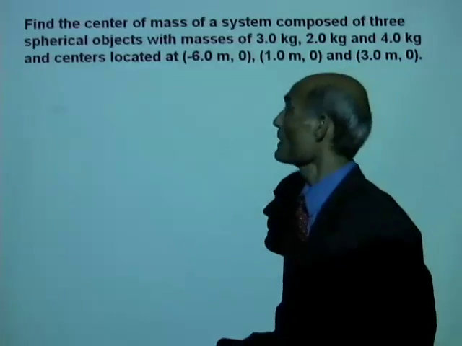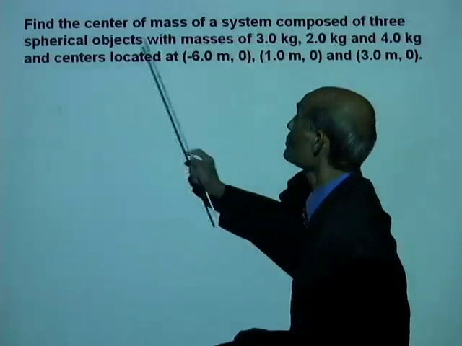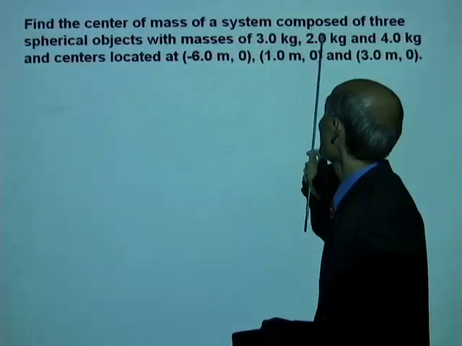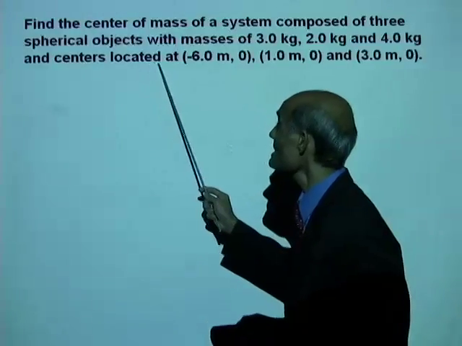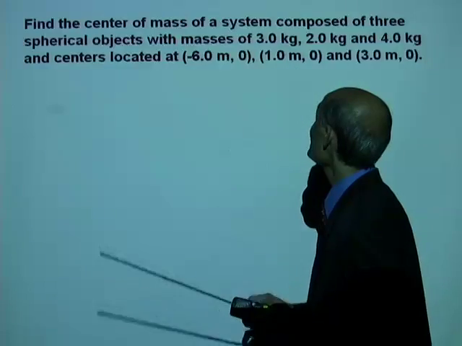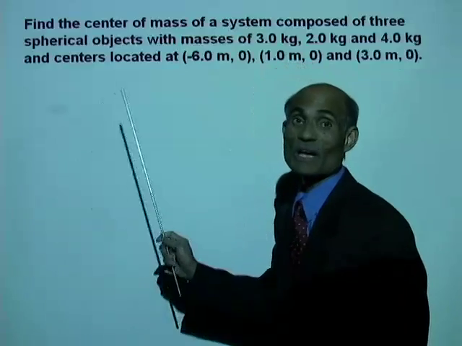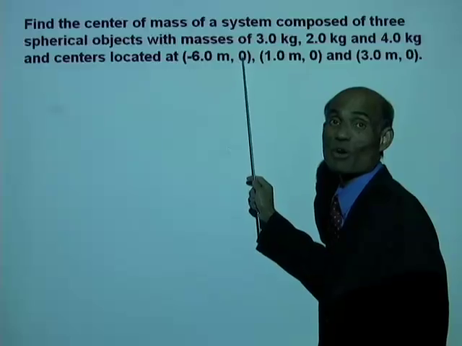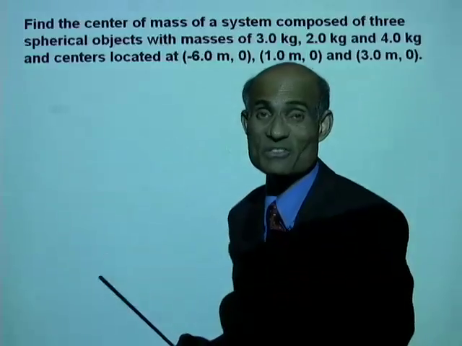Let's do this problem. Find the center of mass of a system composed of 3 spherical objects with masses 3 kilogram, 2 kilogram, and 4 kilogram, and their centers located at (-6 meter, 0), (1 meter, 0), and (3 meter, 0). If you look at the coordinates of these 3 locations, the y coordinate of each is 0, it means they are points along the x-axis.